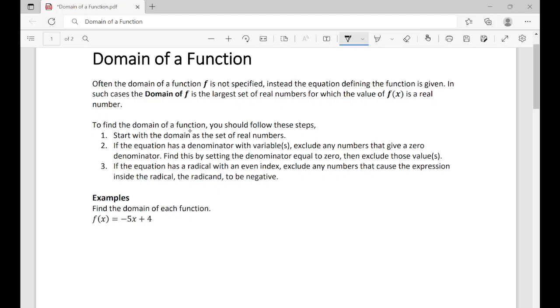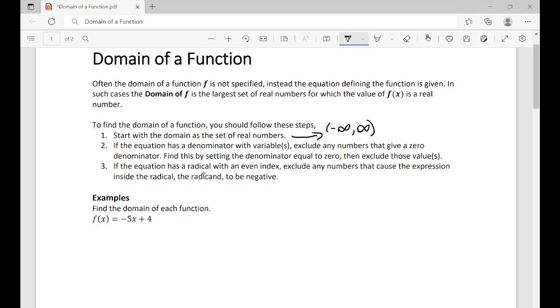So to find the domain of a function, you should follow these steps. First, we're going to start with the domain as a set of real numbers, and you can just say that as negative infinity to positive infinity here. Now these are the two steps you have to follow. If the equation has a denominator with variable or variables, exclude any numbers that give a zero in the denominator. And to do this, you're going to set the denominator equal to 0 and then exclude those values.